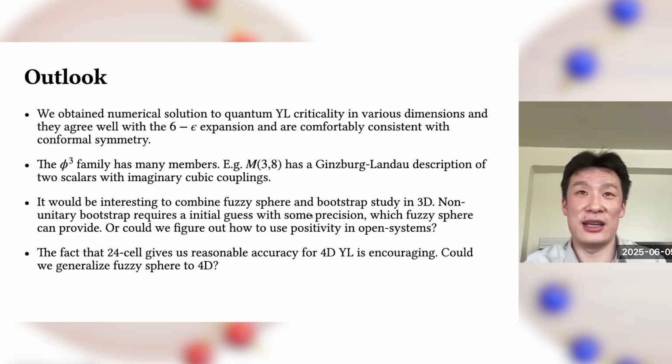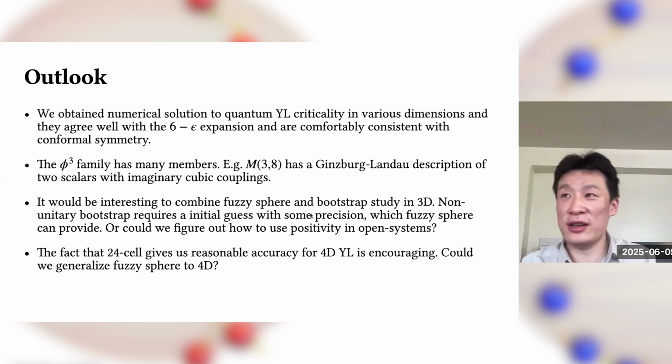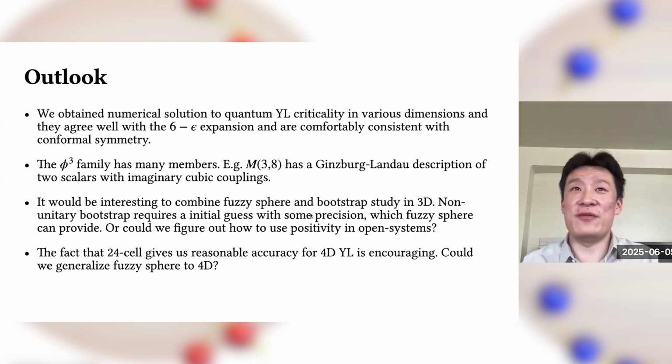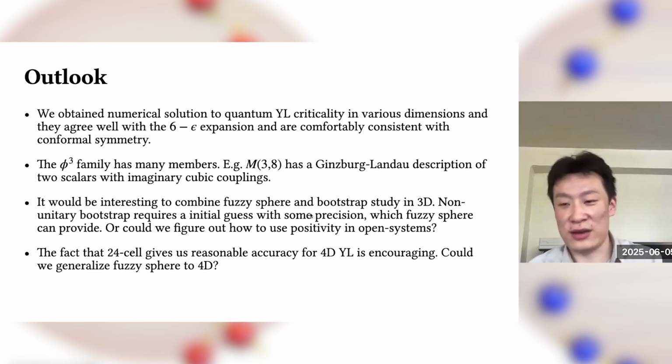We haven't done it, and the good part is that it should be okay. The good part is the analytical solution, the 6 minus epsilon prediction, should be very, very accurate because it's so close to 6D. The downside may be that the finite size scaling is a bit hard to work out because it's very high dimensional. So yeah, I think this is a very good thing to work on.